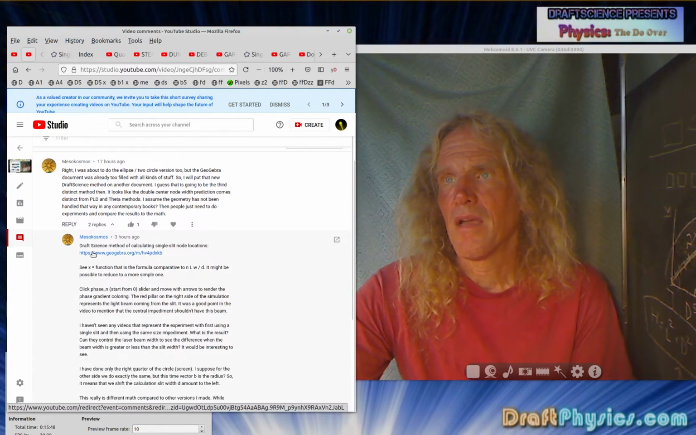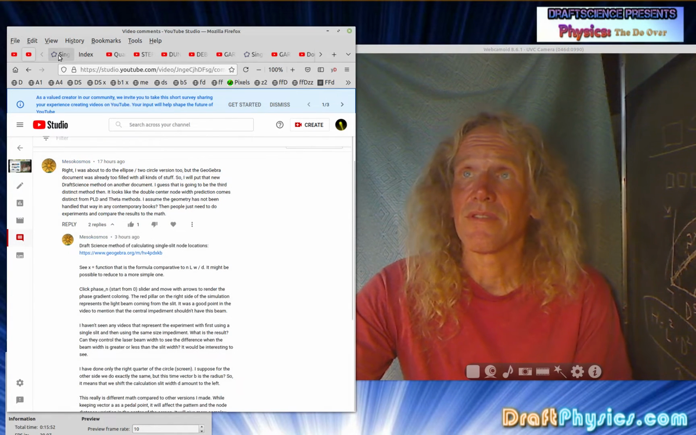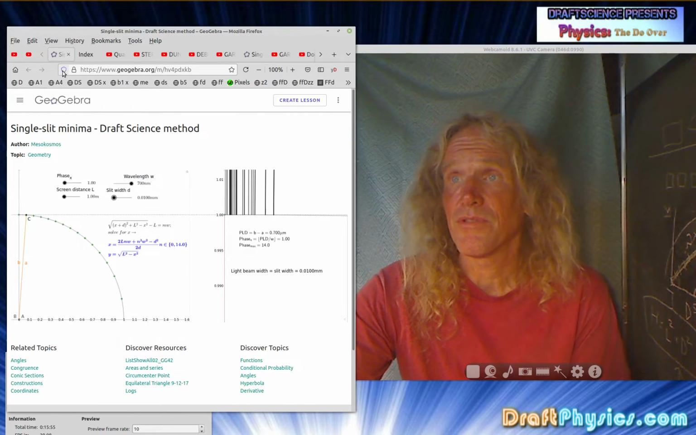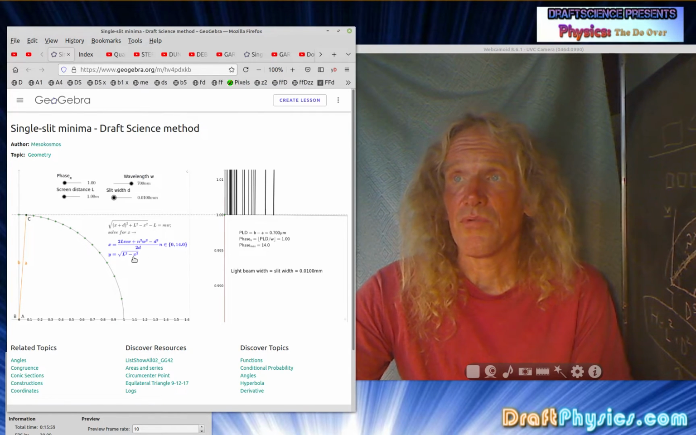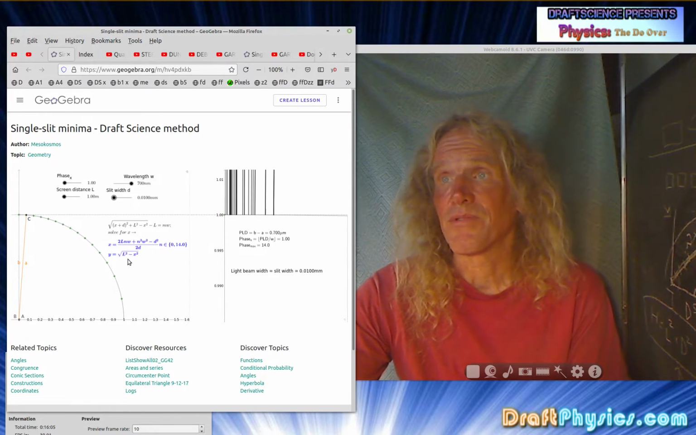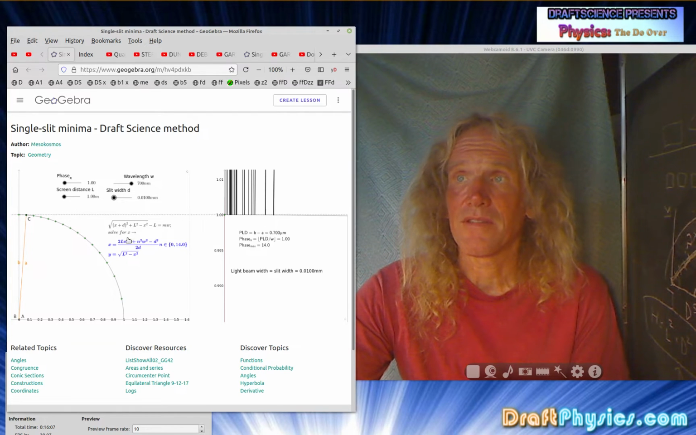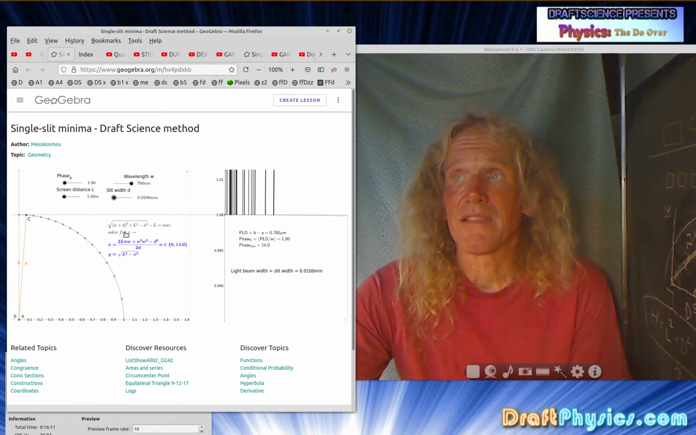Anyway, alright, DraftScience method calculating the location. So this is the simulation he produced. And it's all fine, but yeah, see, this math is who knows what, square root of this, that, blah, blah, blah. I understand squaring the result, but this result isn't in the same form, and this certainly isn't the same equation I used, so that's my only critique.